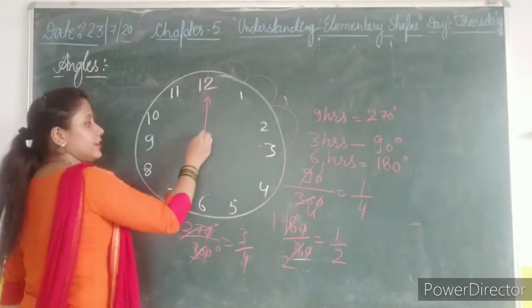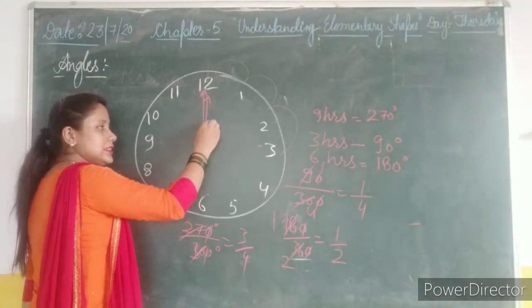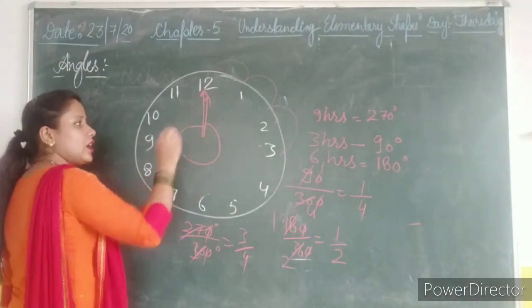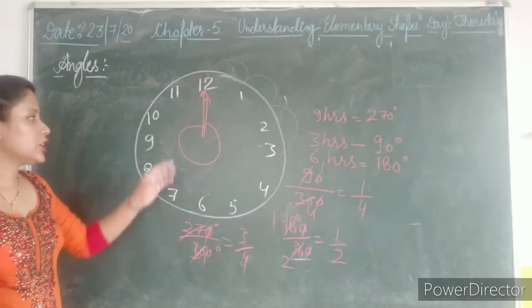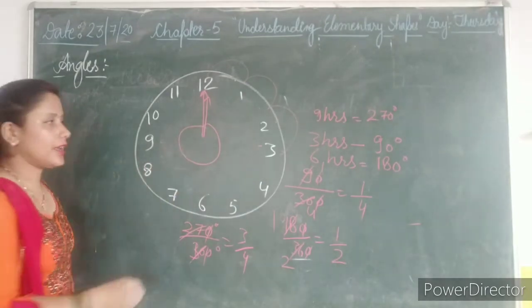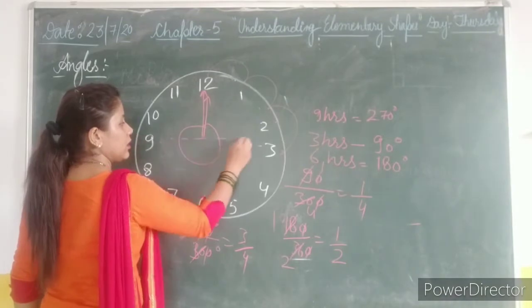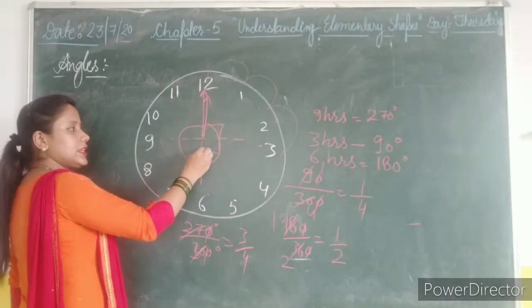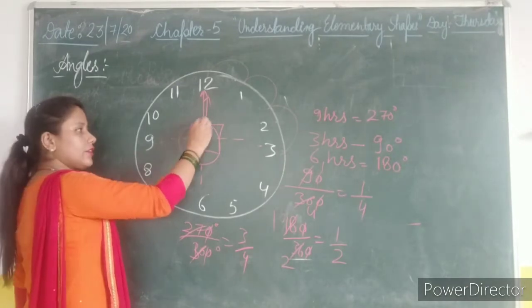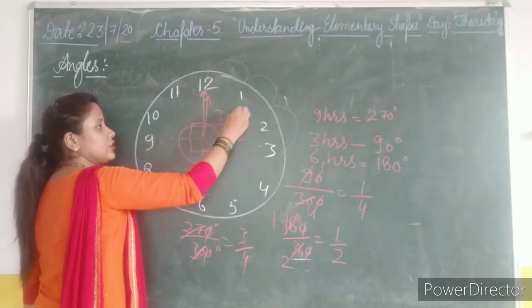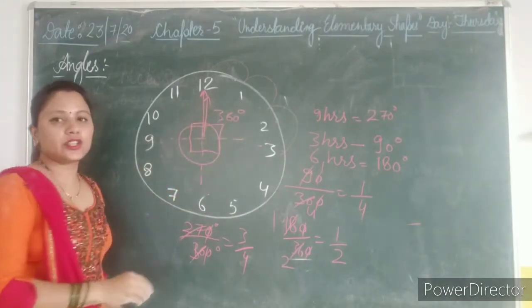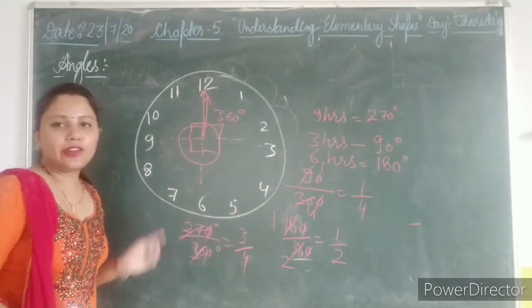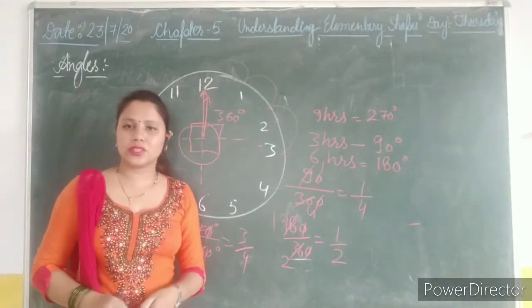Started from 12 and reached at 12, it means it covers a complete revolution. So that is your 360-degree angle. 90 plus 90, 180, 180 plus 90, 270, 270 plus 90, 360 degree. The total is 360 degree. So a complete revolution is related to 360 degree.